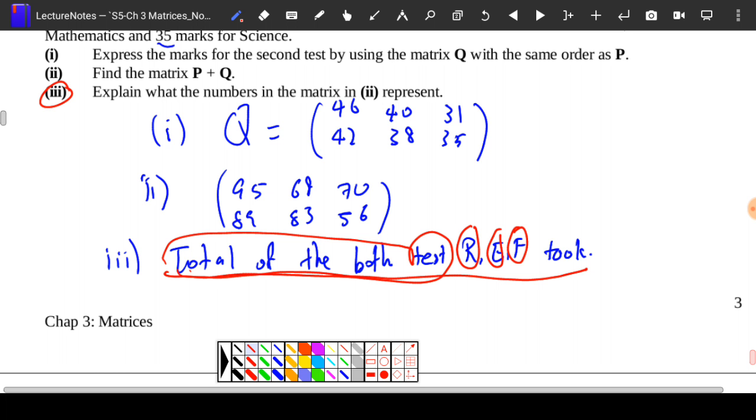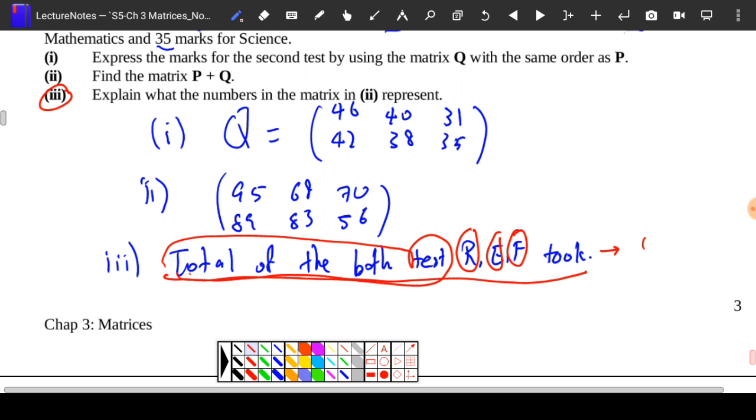Do you agree? So I repeat, total of the both tests means I take the two tests' marks, I add together. That's total of two tests, right? Of this person, this person, this person. So how many numbers do you expect to see? Three. You expect to see three numbers. But over here is what number? Six. So is this right or wrong?